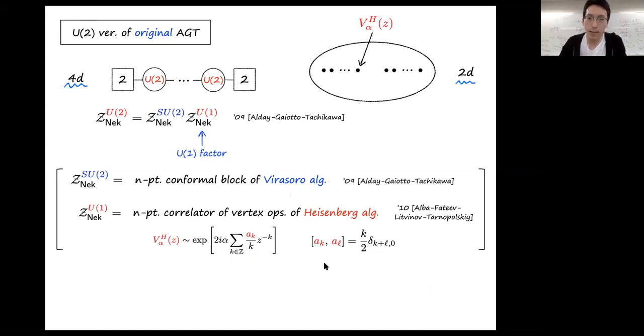Okay, so we have an extra Heisenberg algebra with this commutation relation, and the vertex operator is roughly given by this. There is a subtlety here, but roughly it is given by this. And we are going to insert this vertex operator at each of these punctures. And their claim is that the correlation function of these Heisenberg vertex operators is identical to this U1 factor, okay? So this is the U1 part.